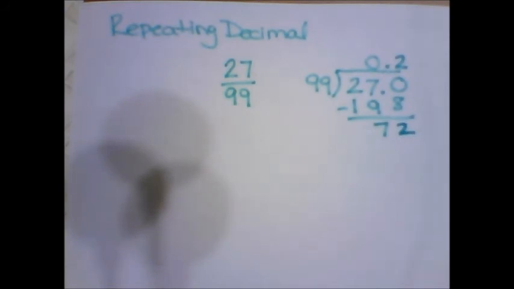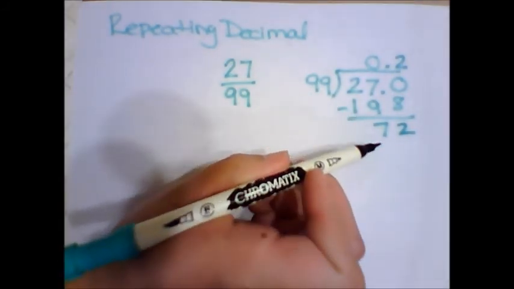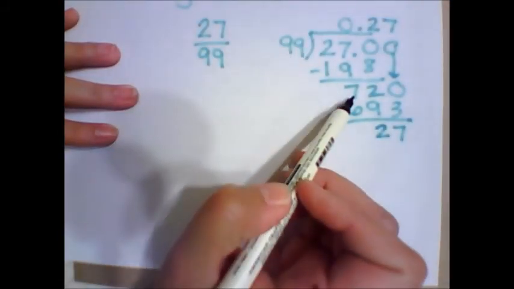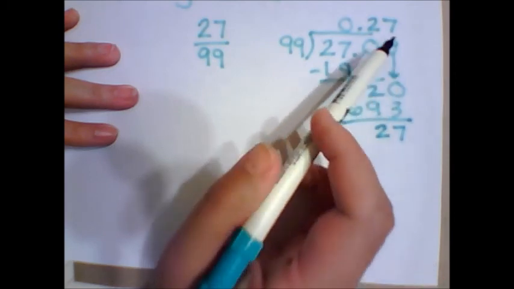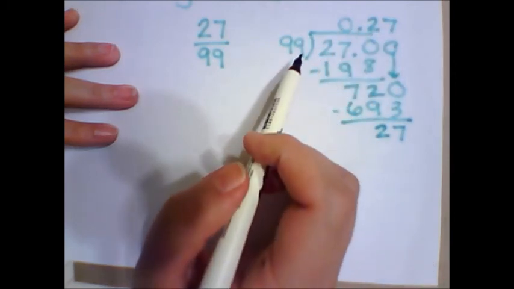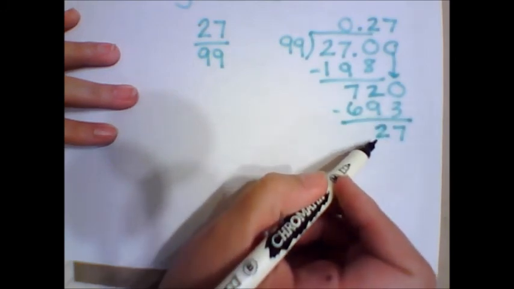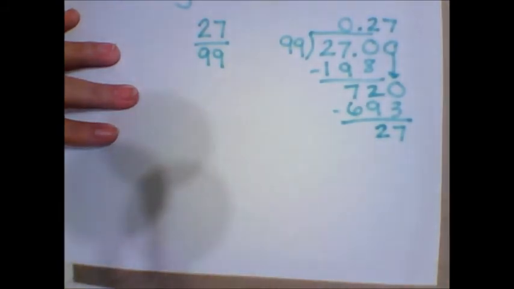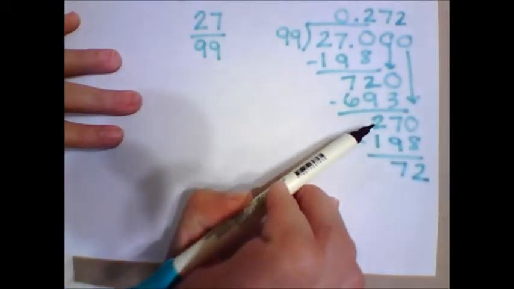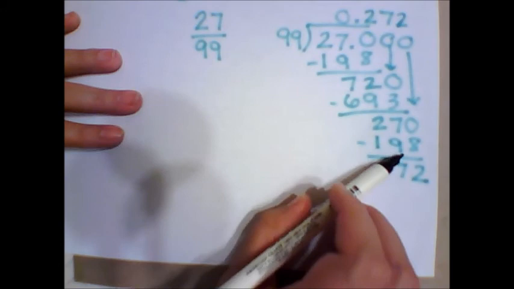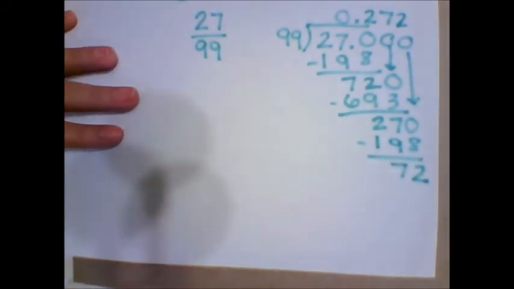99 fits into 270 2 times. Multiply 2 times 99, you obtain 198. Subtract, you get a difference of 72. 99 fits into 720 7 times. 7 times 99 is 693. We take the difference, we find that it's 27. 99 fits into 270 2 times. 2 times 99 is 198. We now have a difference of 72.